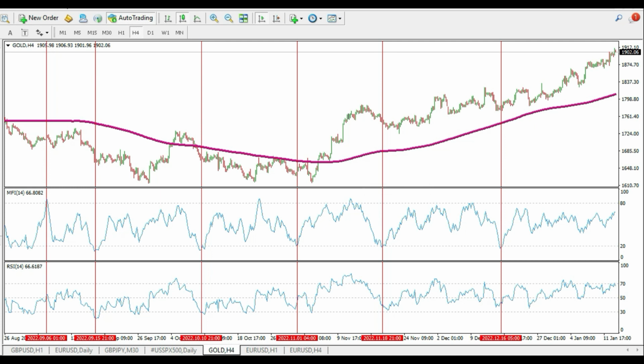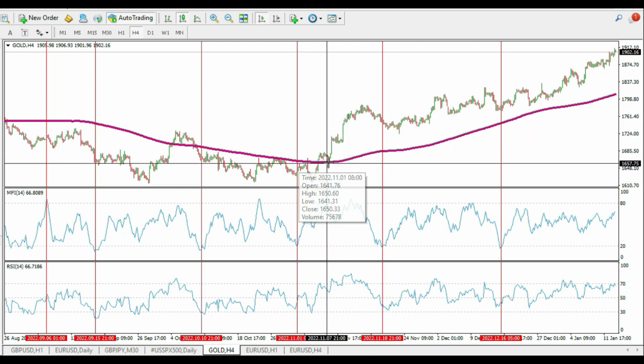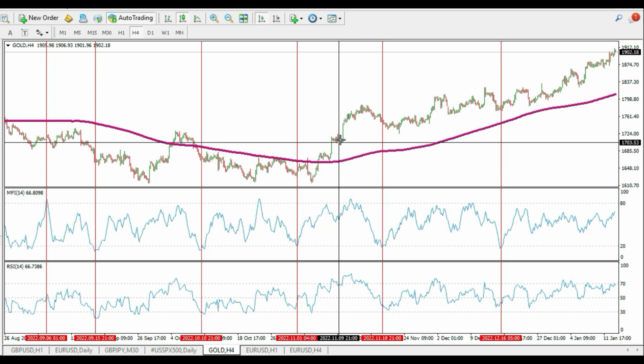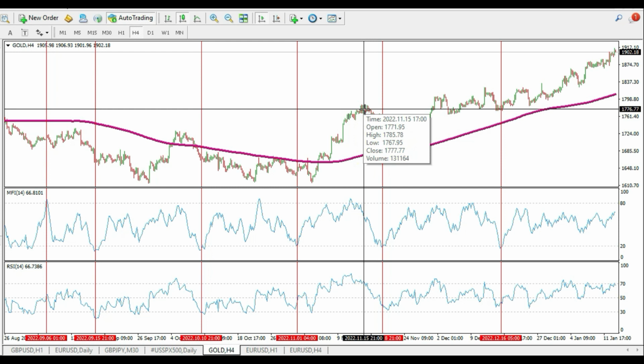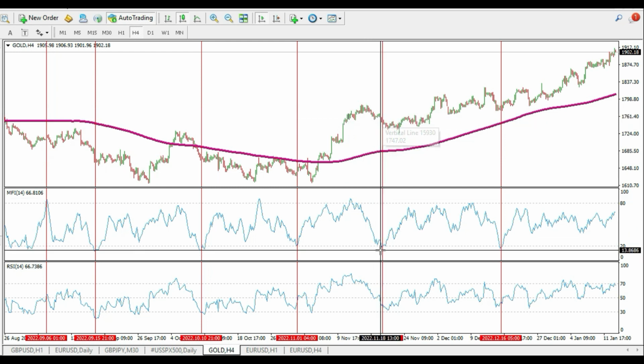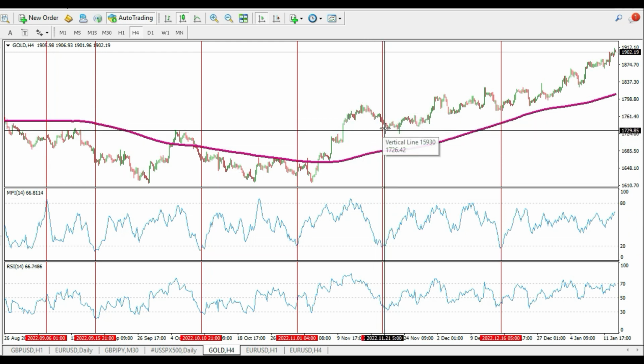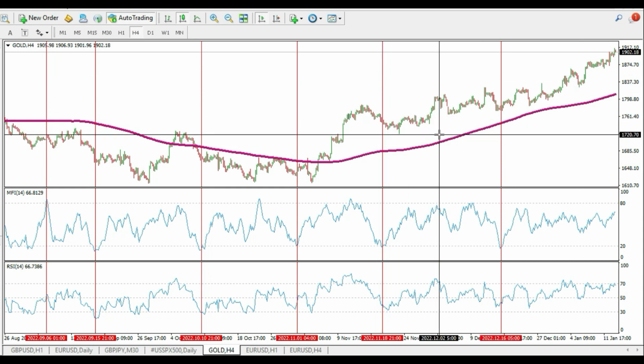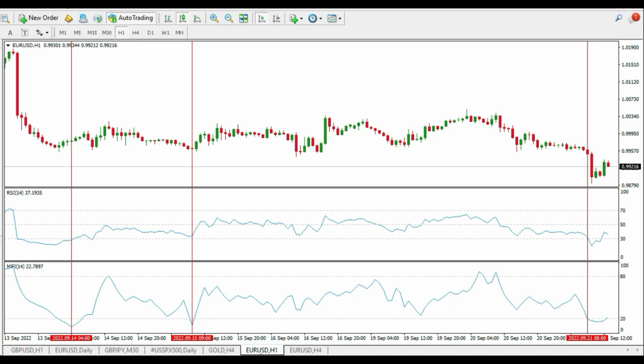For example, here is a good moment. You have a bullish trend. The moving average 200 is broken. We have a bullish trend. Then we have a pullback. And using the Money Flow Index, you can spot the perfect place to enter the bullish trade. So this is another good setup.